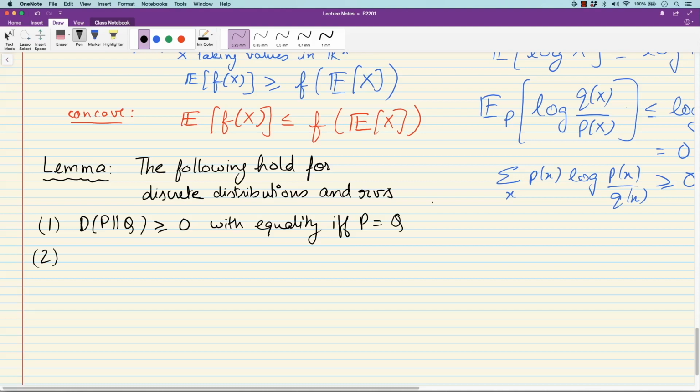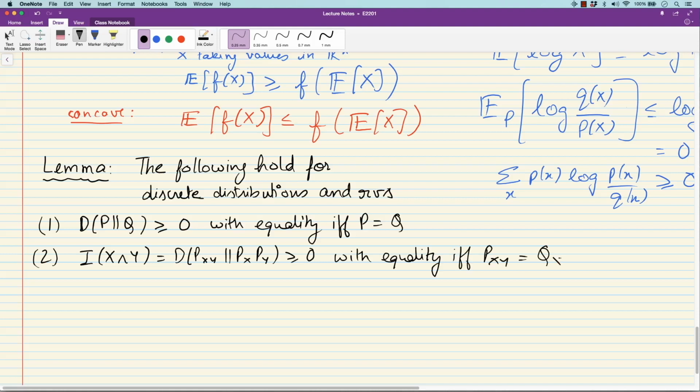All right. Mutual information, remember, is the divergence between P_XY and P_X P_Y. Therefore, this is also non-negative, and with equality if and only if P_XY equals... sorry, P_XY equals P_X P_Y. So what is this condition? This P_XY equals P_X P_Y is the condition for equality of mutual information.